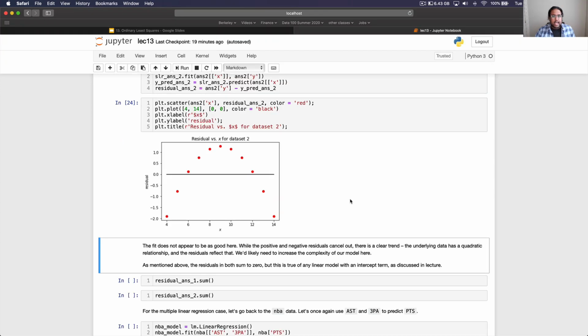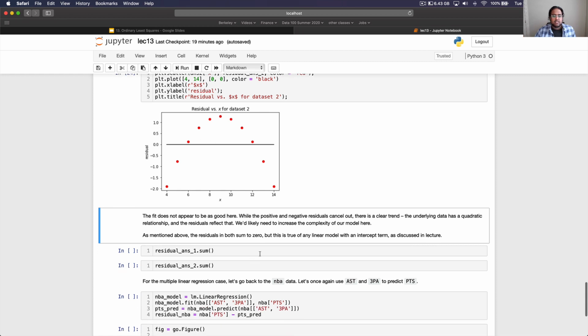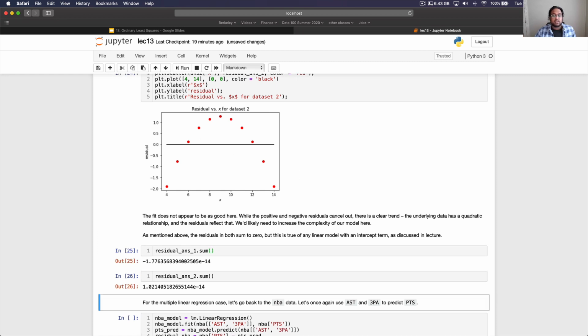Now, a property of residuals that we are going to discuss momentarily is that they always sum to 0 as long as our linear model includes an intercept term. Now, this is true even if our model is a poor fit to our data. So let's take a look at the sums of the residuals for both of our models.